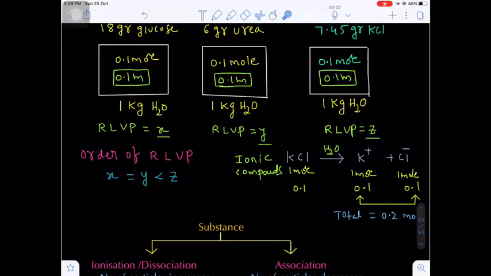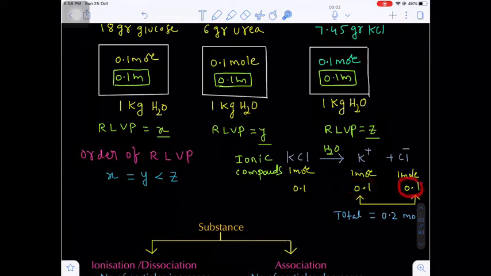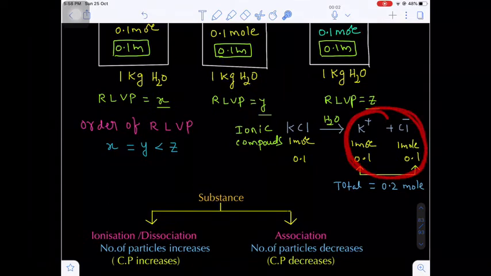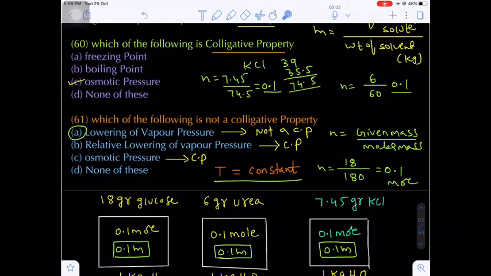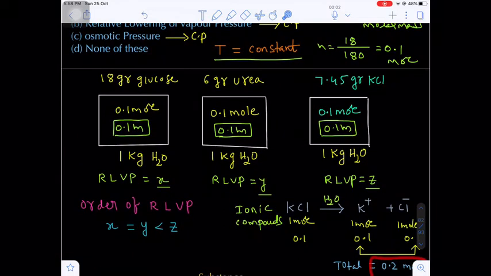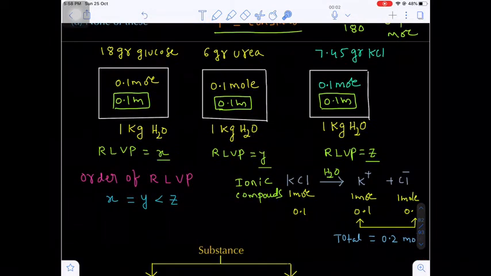Yes. That means if you take 0.1 mole of KCl, it will produce 0.1 moles of the cation, K plus, and 0.1 moles of the anion, Cl minus. So in total how many moles of ions will be present in the solution? 0.1 plus 0.1, that will be 0.2. Actually we are taking only 0.1 moles of KCl, but unfortunately what happens is that KCl, when dissolving in water, produces ions.